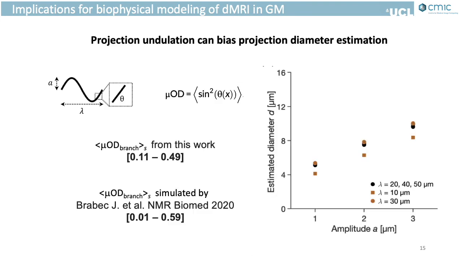Remarkably, the undulation index measured for brain cells in this work is like the undulation index measured for white matter by Brabeck et al. We can then extend their conclusions to also gray matter and hypothesize that undulations can bias cellular projection diameter estimation when there is sensitivity to this feature.